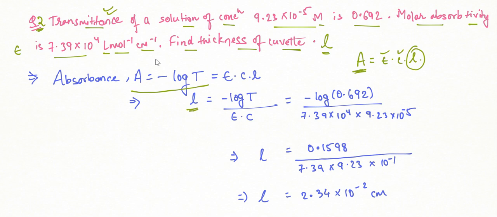So guys, if I put all the values over here, we are going to get this value, 2.34 into 10 raised to minus 2 centimeter. So this is our length, or let's say thickness, of the cuvette. Alright.